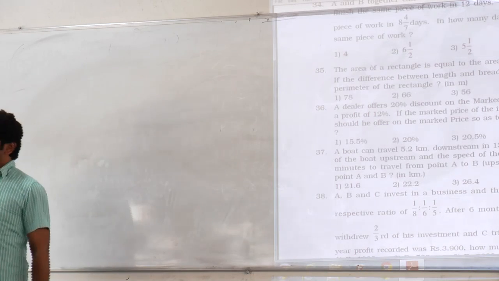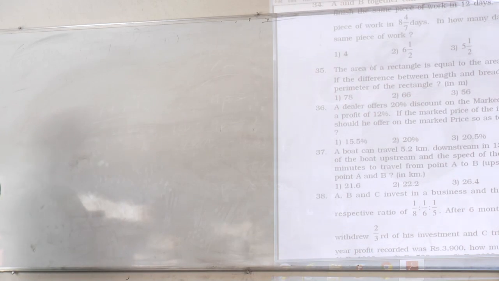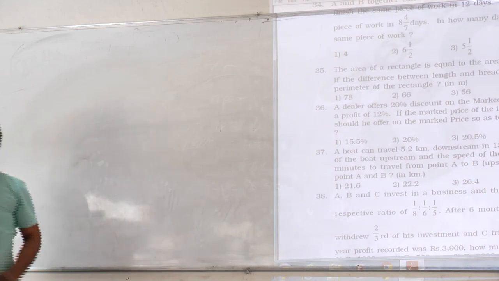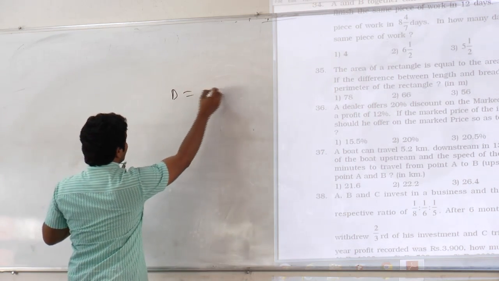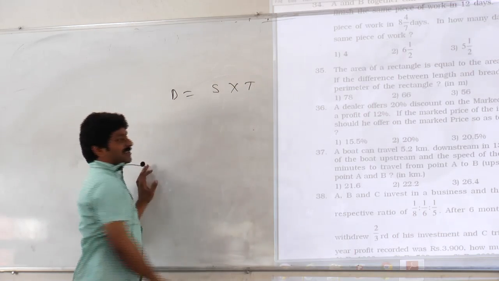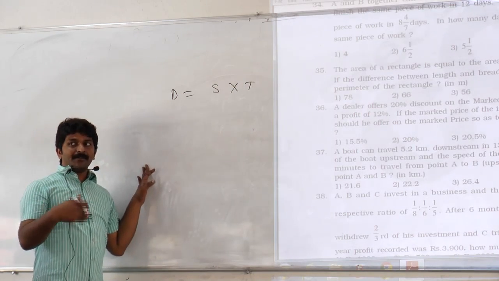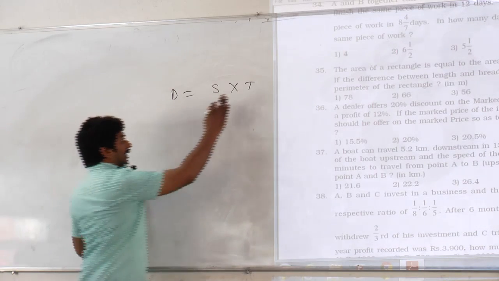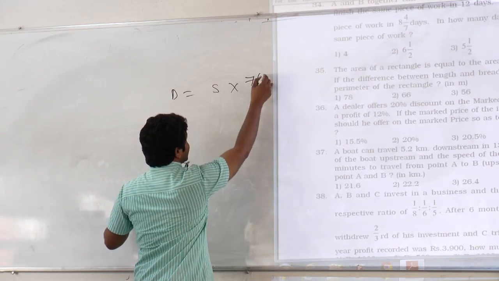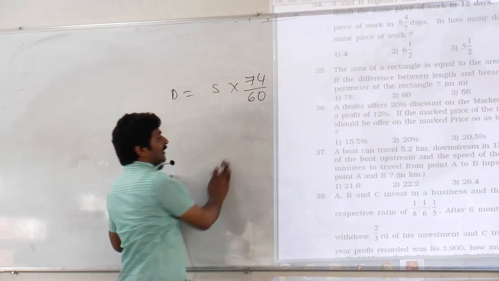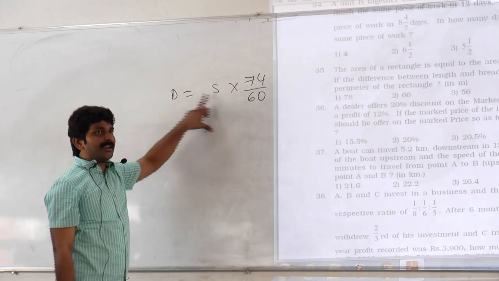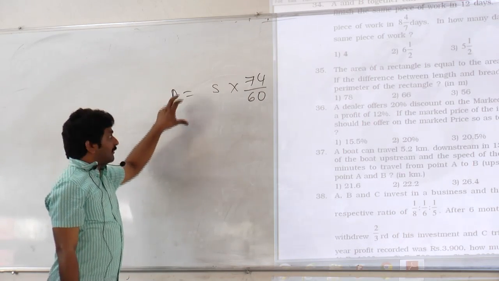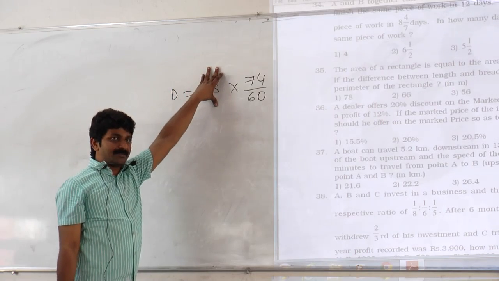A to B is the distance travelled upstream. So you need to know the upstream speed. Then distance is equal to speed into time. Time is already given: to travel from A to B, it took 74 minutes. Convert minutes to hours. Now if you know upstream speed, you can calculate the distance. So first of all, you should try to get the upstream speed.